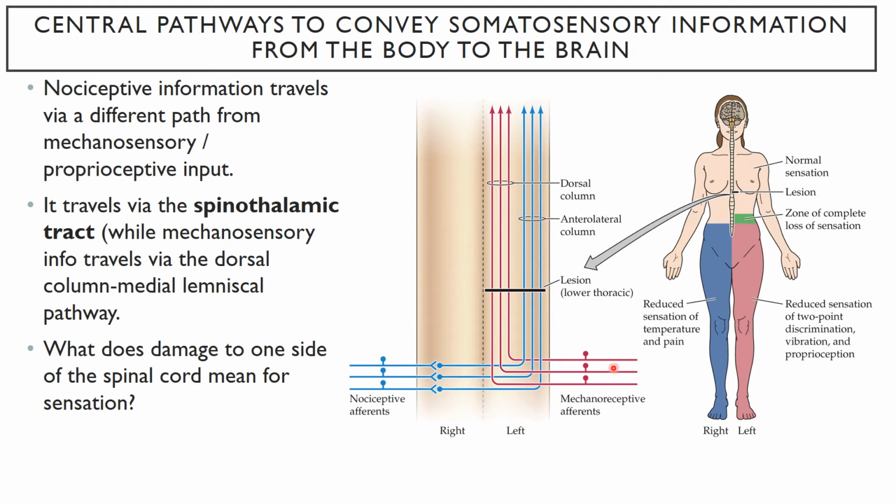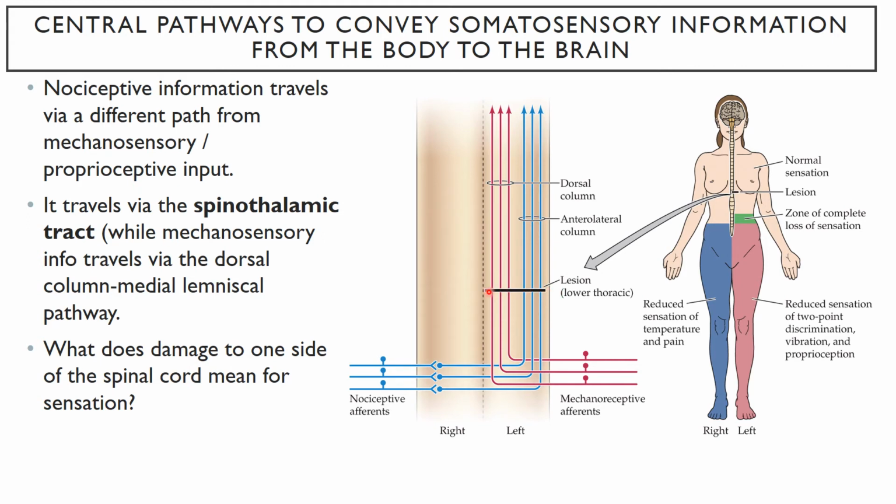Thus, you have information coming from, say in this individual, the left side of this person's body, going up the left side of their spinal cord, and then pain information from the right side of their body also going up the left side of their spinal cord. Thus, if there's damage to one side of the spinal cord, that will have a very unusual and odd influence over pain and touch sensation.